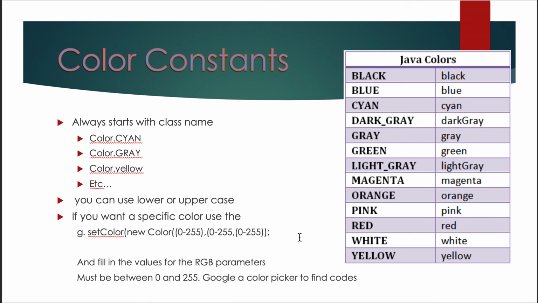doesn't. Again, if you want a specific color, you can use g.setColor(new Color(...)). The values you give for these RGB parameters must be between 0 and 255. So you can look at something like a color picker from Google, and you'll be able to click on the color you want, and it'll tell you the RGB values, and you can use that in your code.